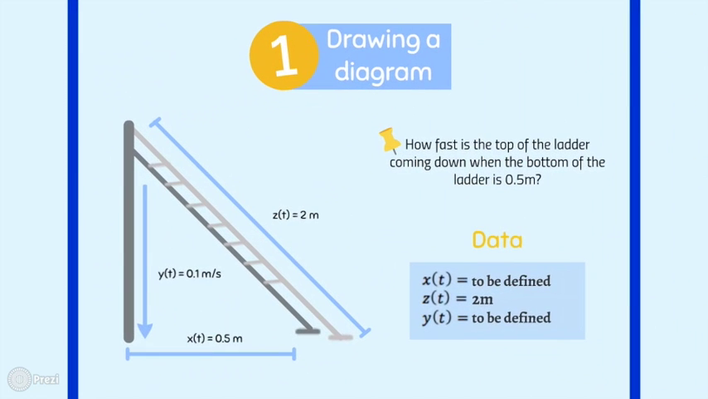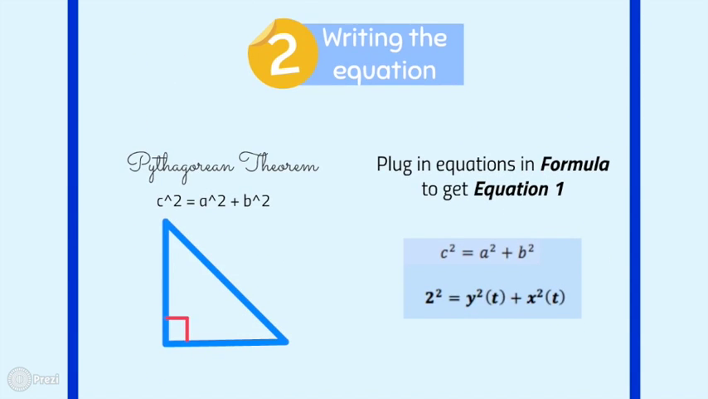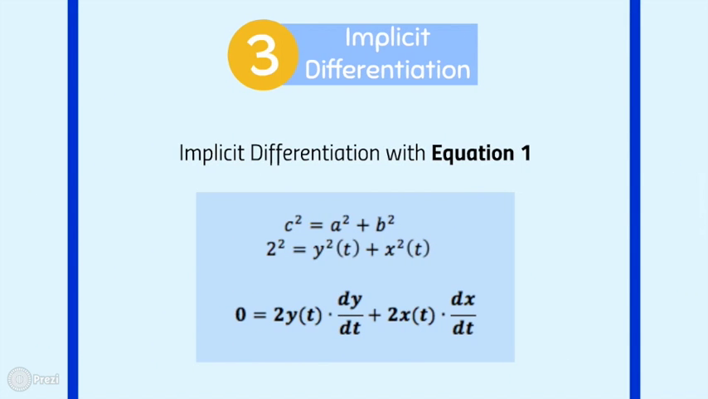First, we drew our diagram and analyzed our data, which is x of t equals 0.5 meters, z of t equals to be defined, and y of t equals to be defined, in order for us to know how fast the top of the ladder is coming down when the bottom of the ladder is 0.5 meters away. Now, since the ladder and the vertical wall make a right triangle, we should use the Pythagorean theorem and apply it to our equation. Then we apply implicit differentiation to equation 1. That gives us 0 equals 2y of t times dy over dt plus 2x of t times dx over dt.